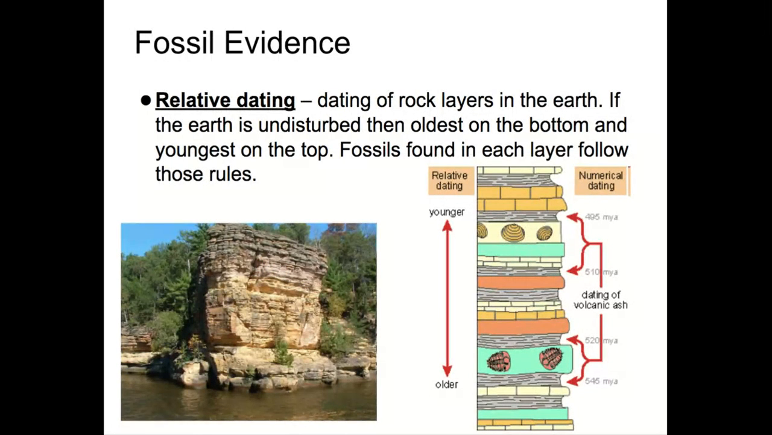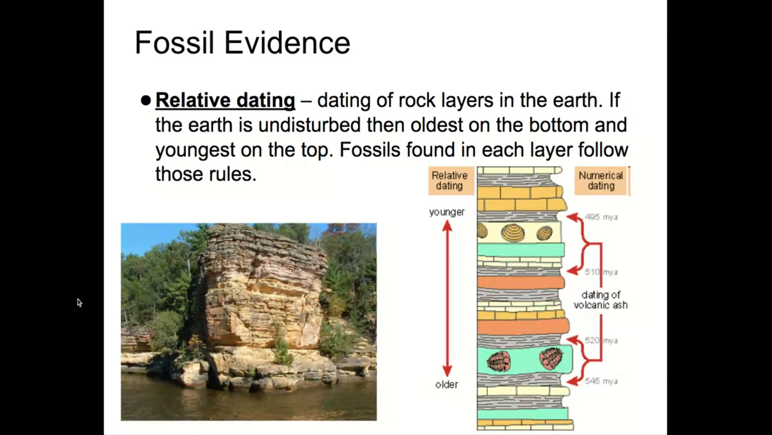The second type of evidence is fossil evidence. And we're going to start by talking about relative dating related to fossil evidence. The dating of rock layers in the earth is relative dating. If the earth has been undisturbed, then we would predict that the oldest layers of the earth are at the bottom and the youngest are at the top.